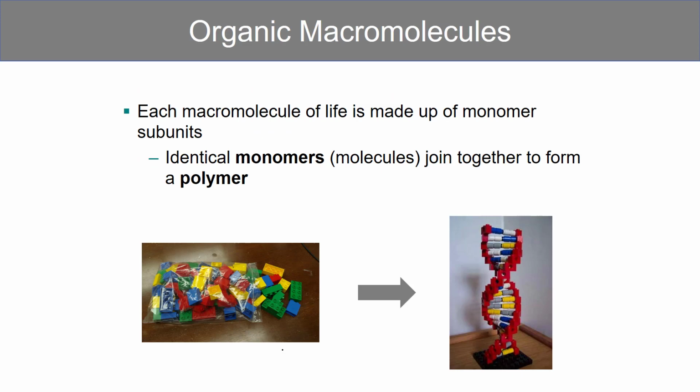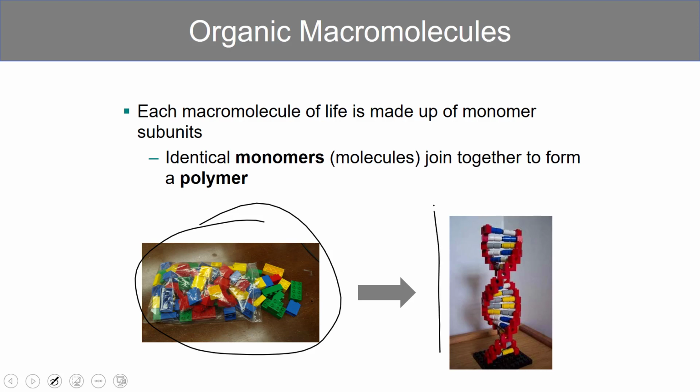Each macromolecule is made up of subunits called monomers. And of course, monomers join together to form polymers. This is just some terminology you have to get comfortable with. Here we have monomers. These are individual Lego building blocks, and we can put these monomers together in order to form a polymer. Poly means many anyway.